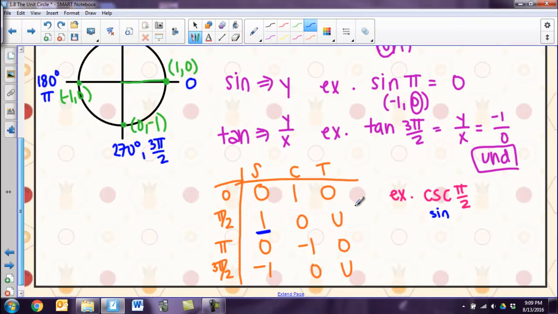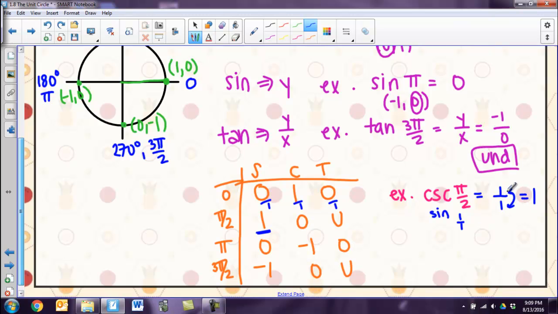And the one thing that I'm going to remember about all of these values is if I'm trying to write this value, I'm going to have something over 1. Okay, I can always write a whole number as over 1. So the sine of pi over 2 would be 1 over 1, or just 1. So if I take that and I flip-flop it, I get the same thing, and I get that it's 1.